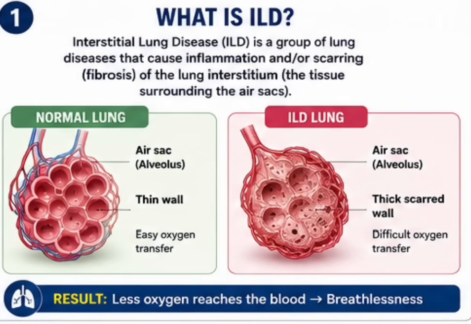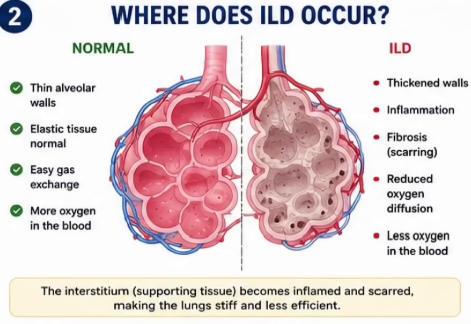You can see here in the images the normal lung. So where does ILD occur? You can see here in the images there is a normal looking alveoli and the interstitial lung diseased alveoli. In ILD there are thickened walls of the alveoli, inflammation, fibrosis, there is reduced oxygen diffusion and less oxygen in the blood. However, normally there are thin alveolar walls, elastic tissue is normal, there is easy gas exchange and more oxygen in the blood. So basically, the interstitium, the supporting tissue, becomes inflamed and scarred and makes the lung stiff and less efficient.